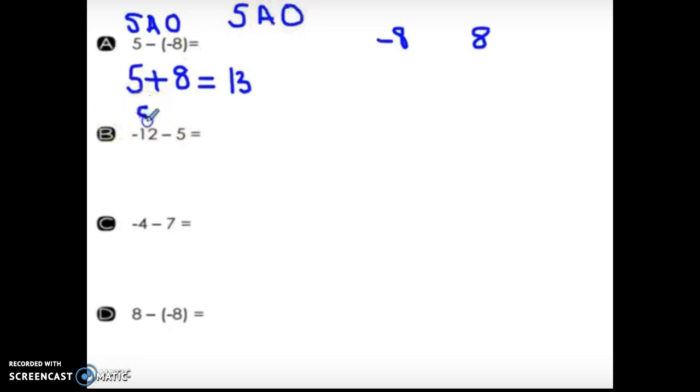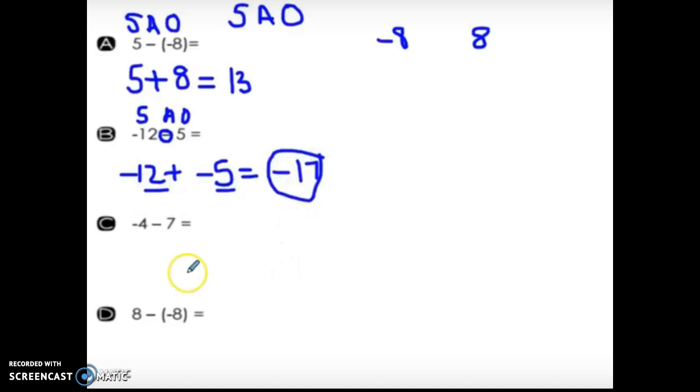Again, I'm going to write SAO above my problem. The first number stays the same. I change my subtraction sign to add. And the opposite of 5 is negative 5. Now I have an addition problem with the same signs. 12 plus 5 is 17, and my sign is negative.